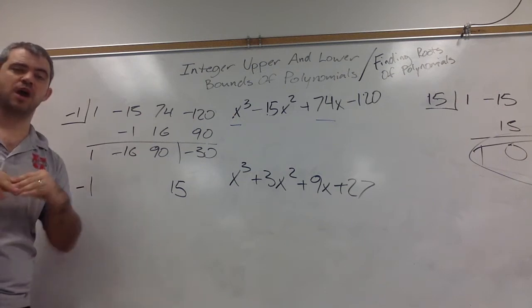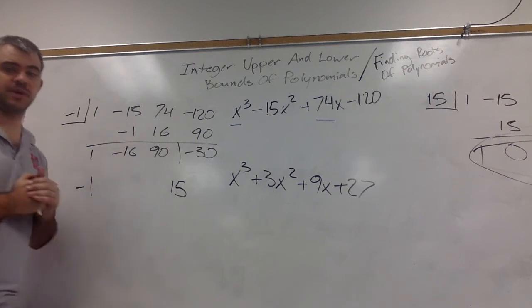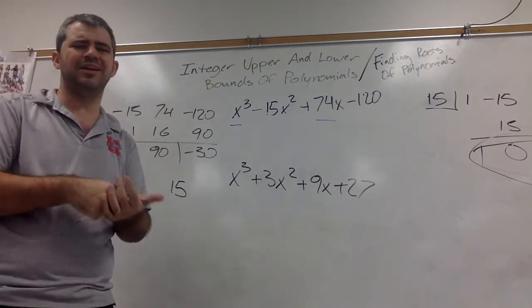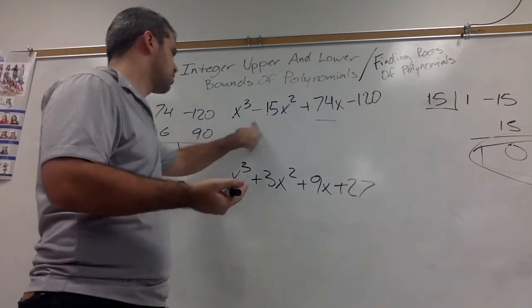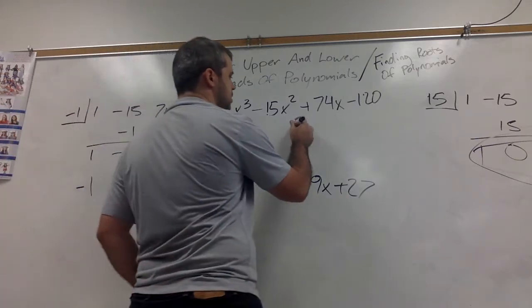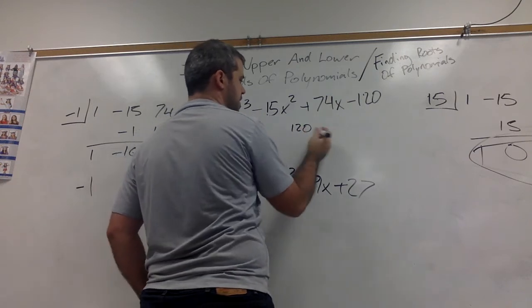So I don't have to try everything. I only have to try values from here to here. Well, what value should I try? Well, in reality, it could be anything, but it wants you to try the rational ones. So let's do the rational ones. So 120 over here, 1 over here.